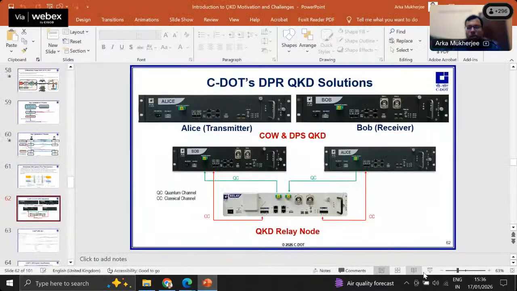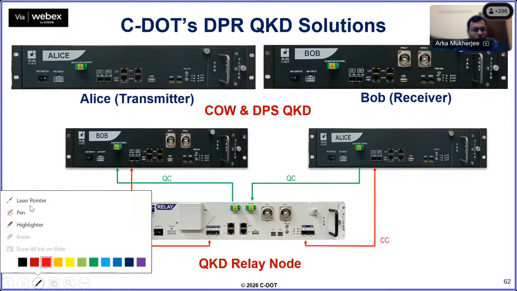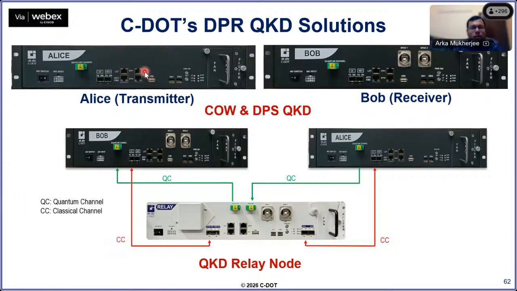Okay. Now, coming to the solutions that we have developed for QKD, this is only for your reference: we have come up with coherent one-way and differential phase shift QKD systems. This is our Alice and Bob box. Yesterday I told that to increase the distance, we use a trusted relay in between. A relay is basically cascading two links. One will be Alice Bob, then another will be Alice Bob.